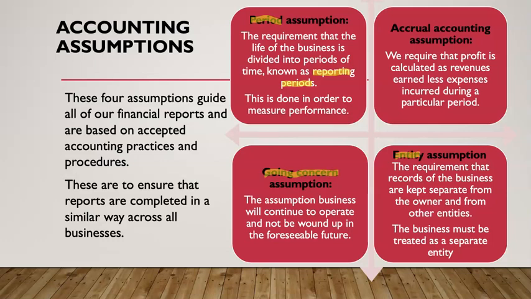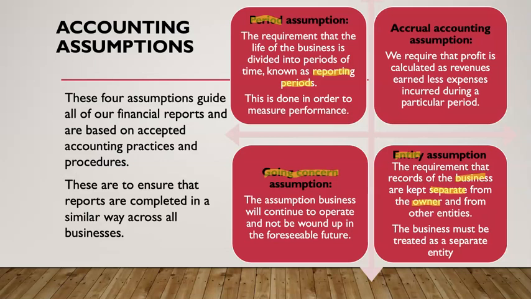Thirdly, we have the entity assumption, and this is the assumption or the requirement that the records of the business are kept separate from the owner. We must treat the business separate from the owner, because we must think of the business as a separate entity, because this allows us to compare businesses as just looking at the business. We don't care how rich or poor the business owner is, and we record things coming in and out of our business as capital and drawings to ensure that we meet this entity assumption.